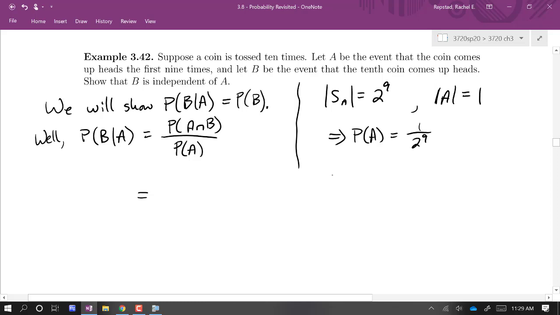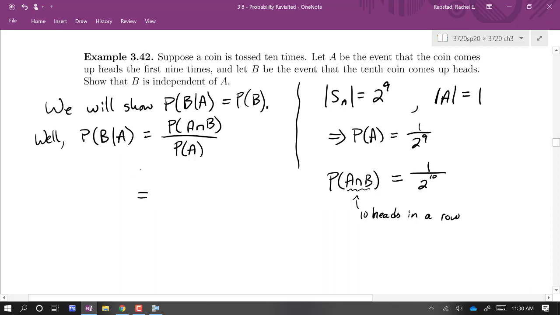Now the probability of A intersect B is also pretty simple because A intersect B is the event that we get 10 heads in a row. Right? It's the event that I get heads 9 times and then I get heads again. So taking them all together, that's 10 heads in a row. And for the same reason that the probability of A is 1 over 2 to the 9th, we know this is going to be 1 over 2 to the 10th.